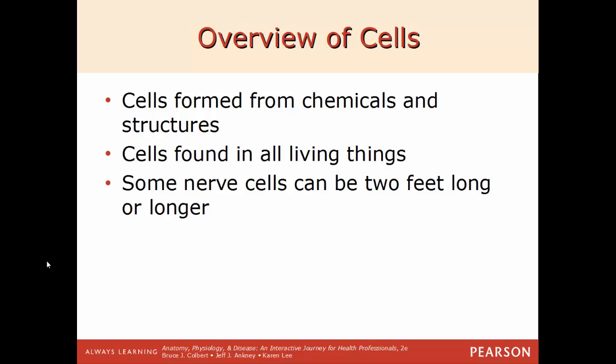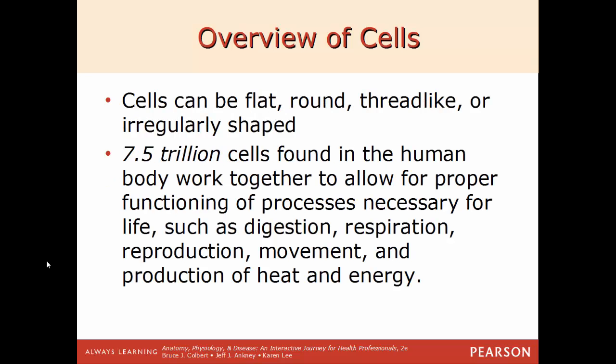A basic overview of cells. Cells are found in all living things. This is one of the key characteristics of a living structure, that they're made up of cells. And cells are formed from chemicals and other structures found inside. Like I mentioned before, all cells will vary greatly in size and shape and structure. And some nerve cells can be over 2 feet long, and these are actually visible with the human eye. Now, cells can be flat or round or thread-like or very irregular shaped. It just depends on what type of cell we're talking about, what their function is.